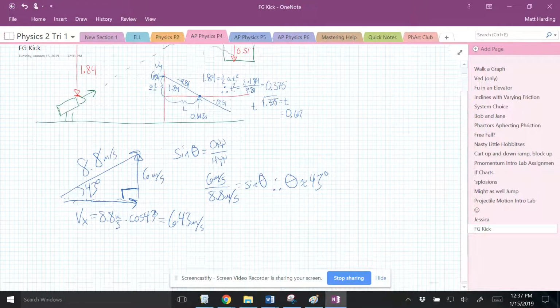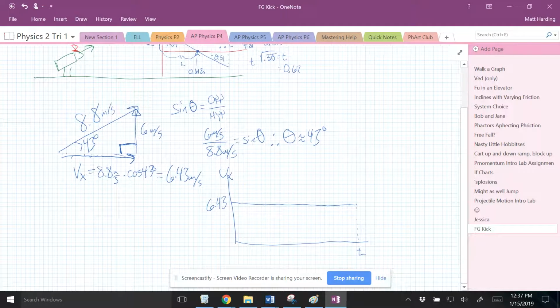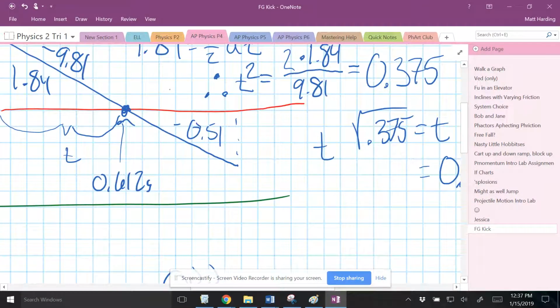Okay? And now I can go in and make my Vx Vt graph, or at least start it. That's 6.43 meters per second. And that's just going to continue on as long as this thing is in the air. Okay? So how long is this thing in the air? Well, we got to go back to this thing. And again, I've got 0.51 for the area here. And let's just call this base T. And this is AT.